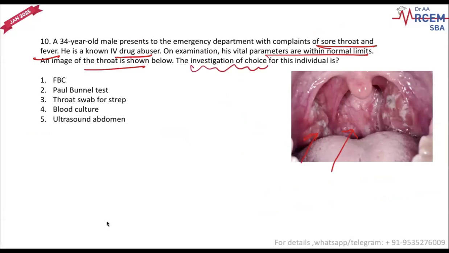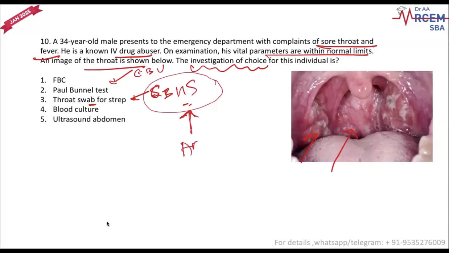So basically, two investigations we spoke about: either do a throat swab or do a Paul Bunnell's test for EBV. This is for group A beta hemolytic streptococci. Both have been given here, group B hemolytic streptococci. Which one will you be choosing? We recommend you choose the throat swab for the strep. The main reason is if this is positive, you can prescribe them the antibiotics because this patient is an IV drug abuser. You can consider this patient to be immunocompromised and antibiotics will be required.